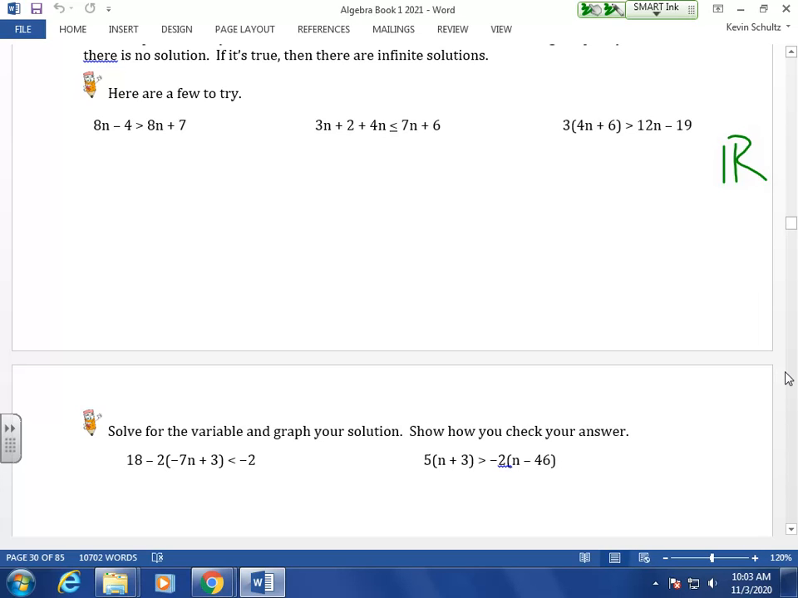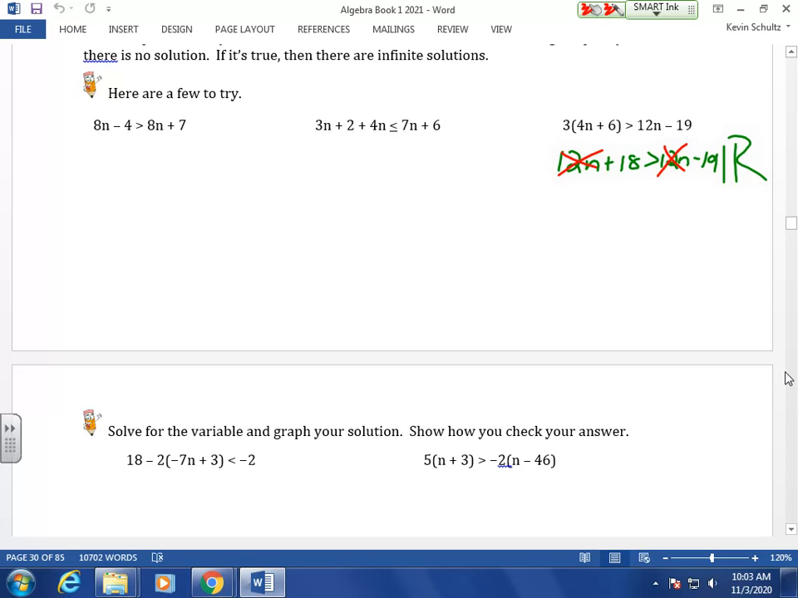It's greater than 12n minus 19. You said 12n plus 6? No, I meant 12n plus 18. Yeah. When we distribute in the 3, we get 12n plus 18 is greater than 12n minus 19. And remember, what tells us it's one of those special types is the fact that we have the same number of n's on both sides, right? 12 and 12.